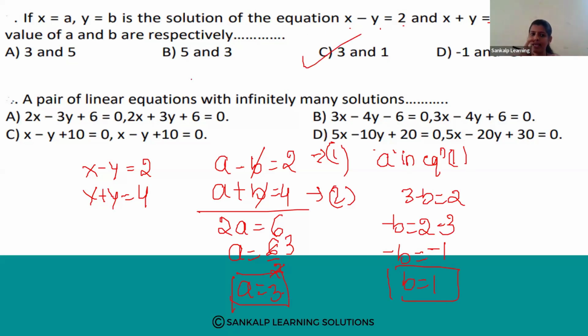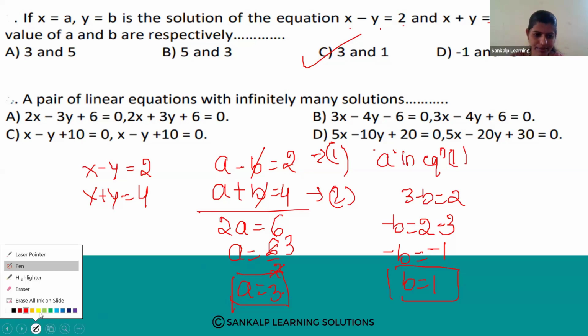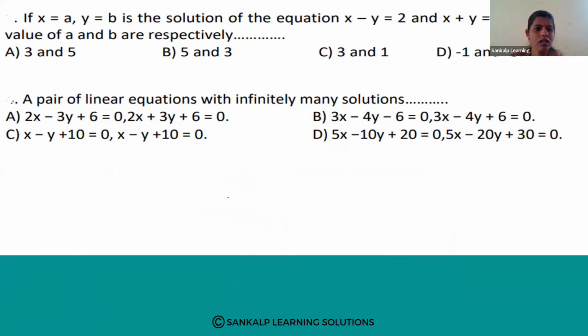Next, a pair of linear equations with infinitely many solutions. So when will you get infinitely many solutions? Yes. A pair of linear equations with infinitely many solutions. So for that, we need to compare all the ratios.